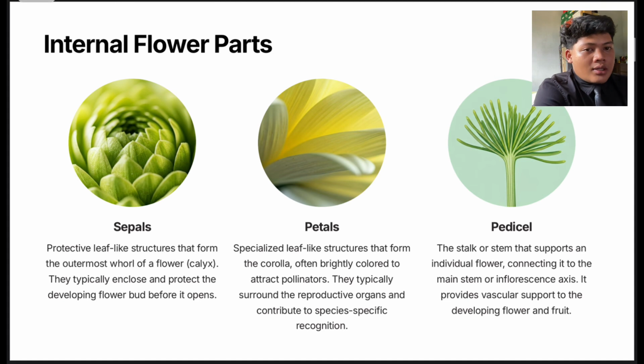So, sepals act as protective layers enclosing and safeguarding the developing bud. Petals, often vibrant in color, play a crucial role in attracting pollinators and aiding in species recognition. The pedicel, on the other hand, serves as the supportive stalk that connects the flower to the main stem, providing essential vascular support for growth and development. Okay, so furthermore, understanding these internal parts is key to comprehending the intricacies of plant reproduction.